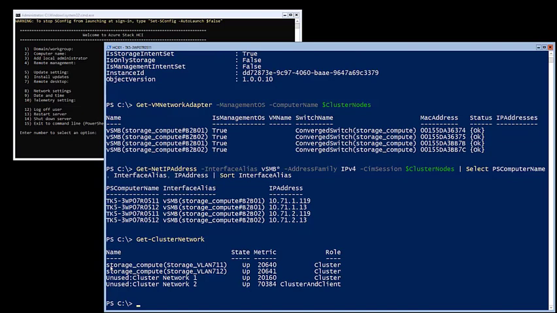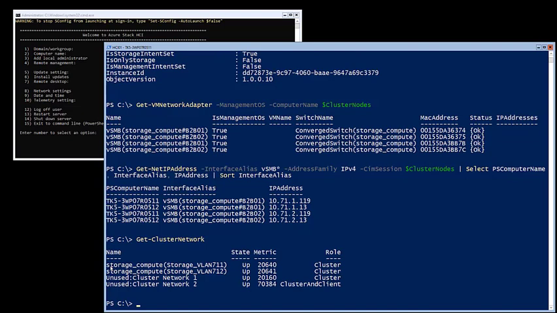Looking at the named cluster networks, the pattern of cluster network naming is as follows: the name of the intent that created the cluster network, followed by the purpose of the cluster network, as well as the VLAN that the cluster network is operating on.